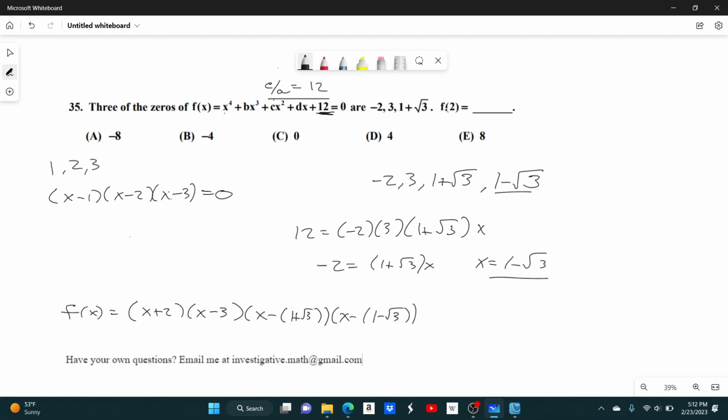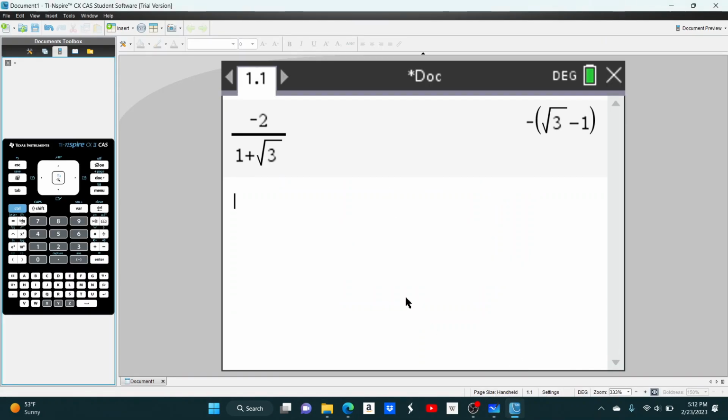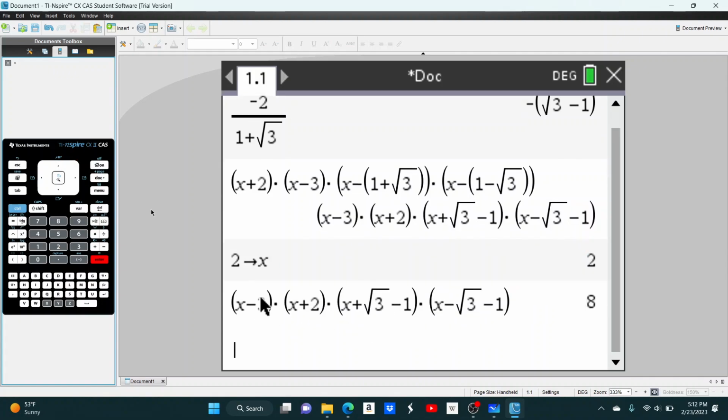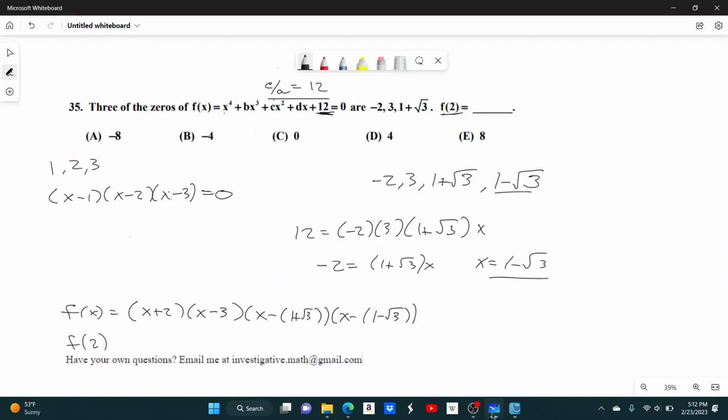So we just have to take this, and then we're plugging in 2. I'm actually going to do that on the calculator, because I think that's a little bit easier, but it's up to you. So (x + 2)(x - 3)(x - (1 + √3))(x - (1 - √3)). That's our equation, and then we plug in 2 for x. So I'll define 2 as x, go up here, and you get a value of 8. And that's answer choice E.